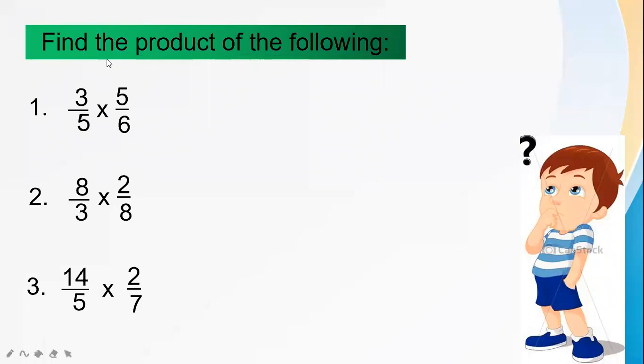Next, first let us find the product of the following. Number one, we have 3 over 5 multiplied by 5 over 6. Multiply numerator to numerator, 3 times 5, and then 5 times 6, denominator to denominator. And then you cancel the common factor. 5 is the common factor. And after that, we have 3 over 6. So these are the remaining factors.